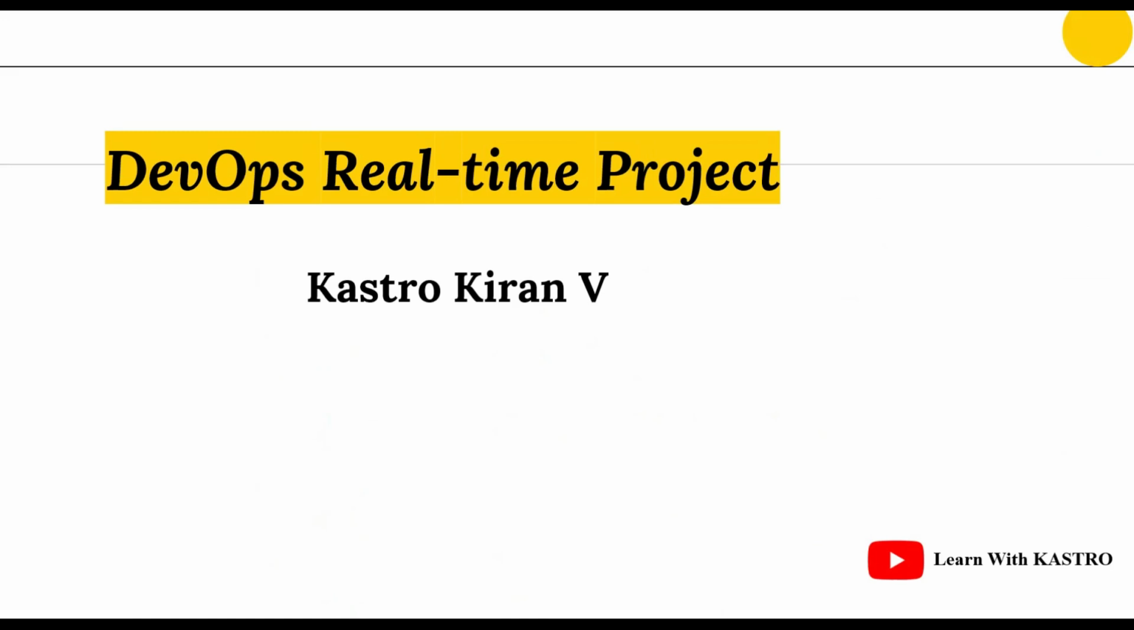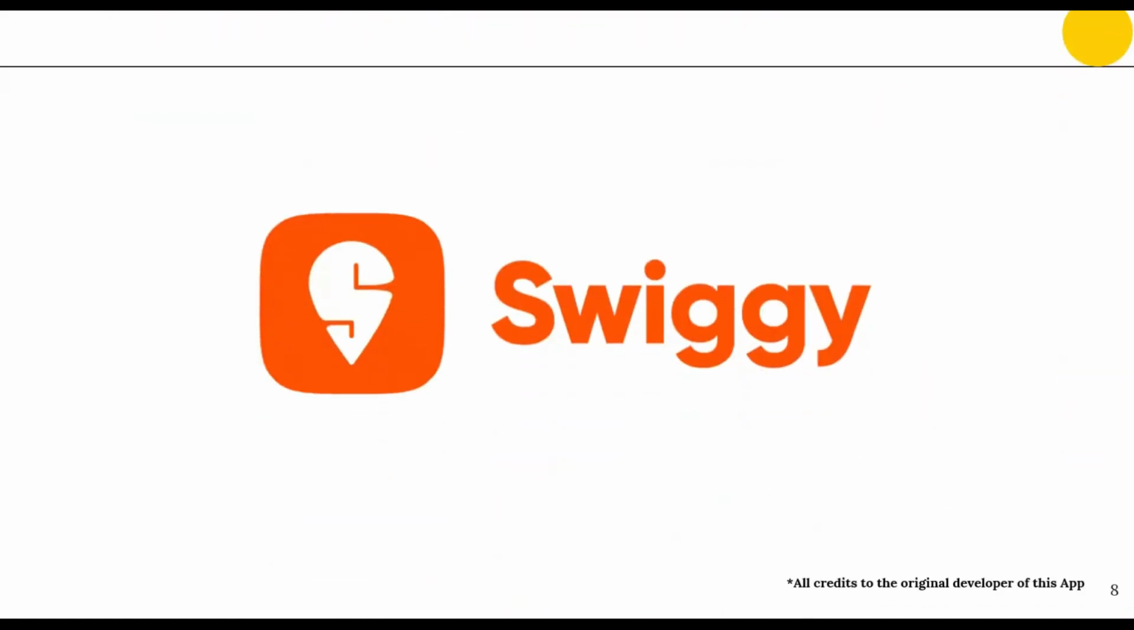In this video, we are going to see a real-time project where we are going to integrate the different tools and the services that are available in DevOps. As a part of this project, we are going to see how to deploy a Swiggy-based application by using the different tools and services as a part of DevOps.